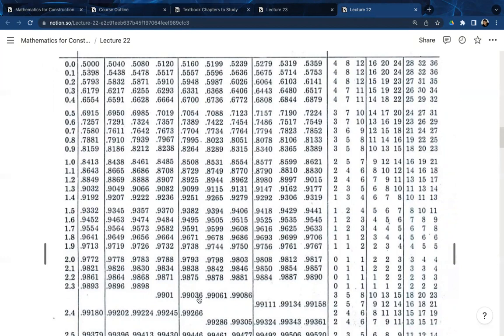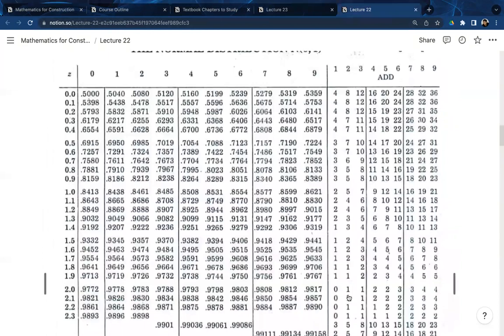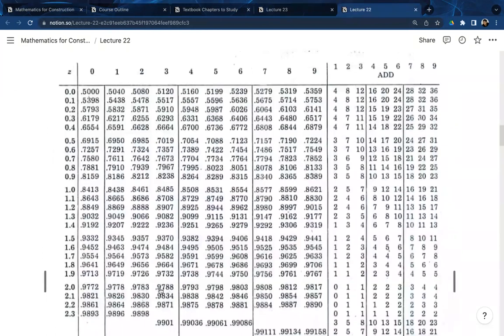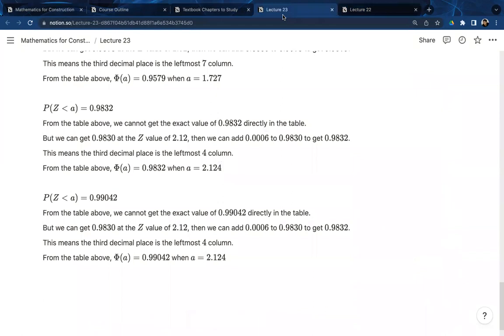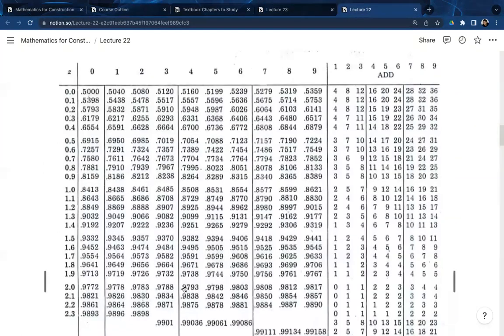So 36 and 6. But you see, we're not getting a 6 here, right? So we could pick the one closest to it, which is the 5, right? Bring us down now. So 99042. So I'm saying 99036, which is this one here. And if we go in this column here, the 5, right? So that is 2.342.